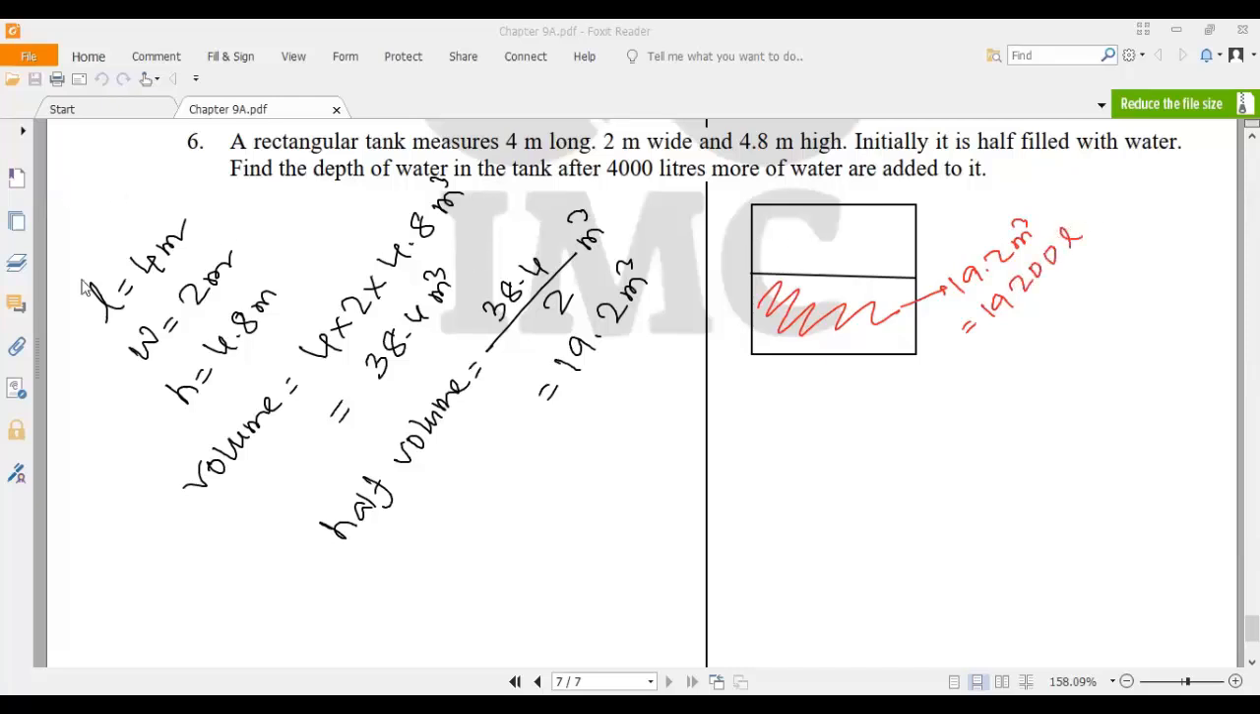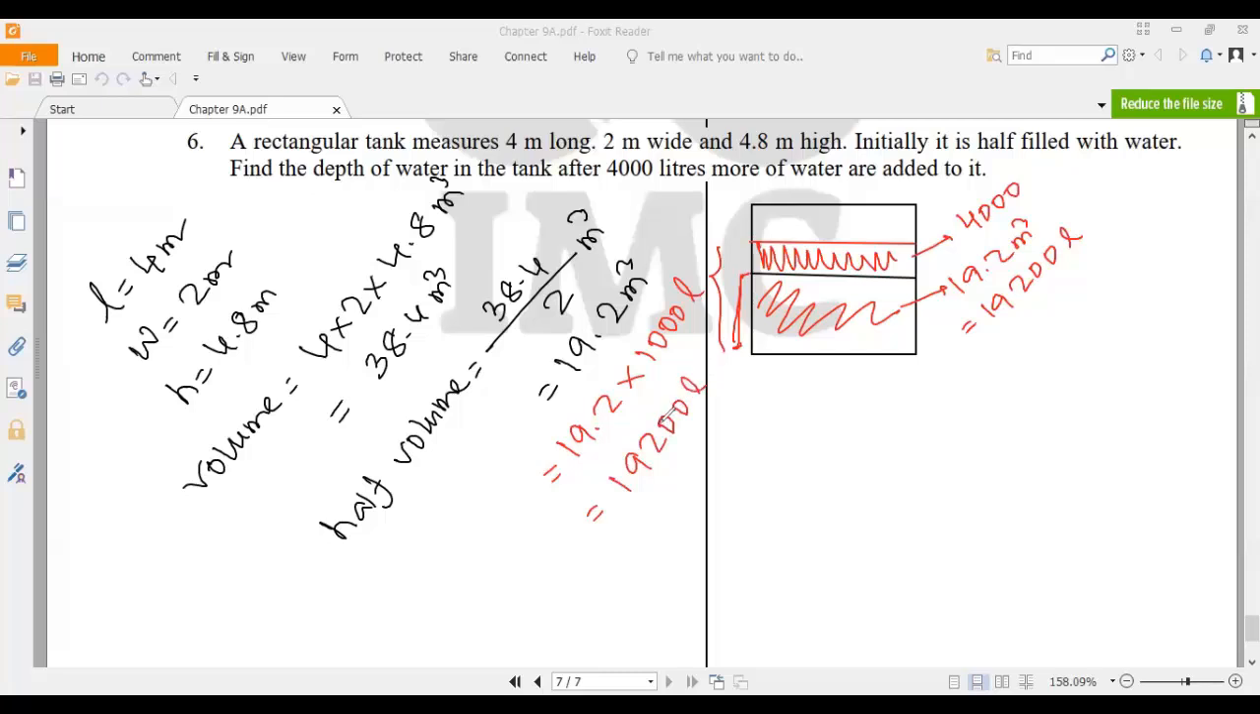Again, we will add 4,000 liter of water. That means this part is 4,000 liter of water. Then we know that after adding 4,000 liter of water, the rise, that means the height, will be increased. So the question asks to find out the new depth of the water tank. Okay. So right now, 19.2 meter cube. We know that 1 meter cube of container contains 1,000 liter of water. So 19.2 meter cube of container will contain 19.2 multiplied by 1,000 liter of water. That is 19,200 liter. Okay.